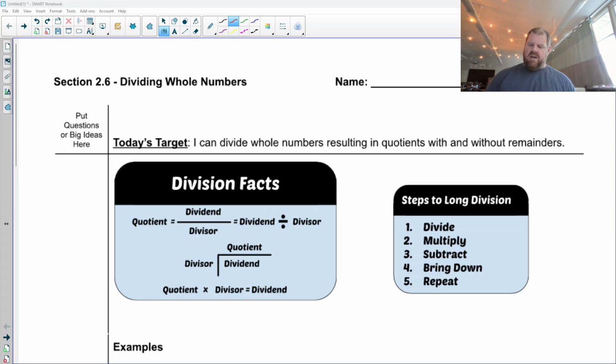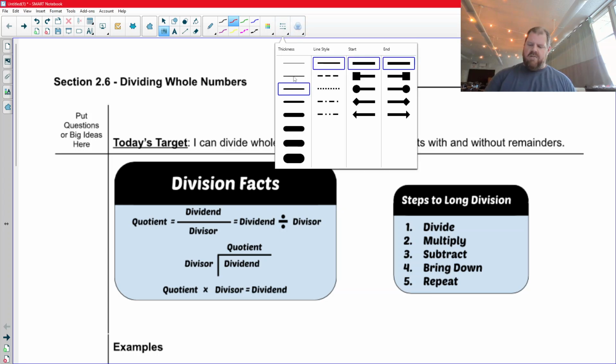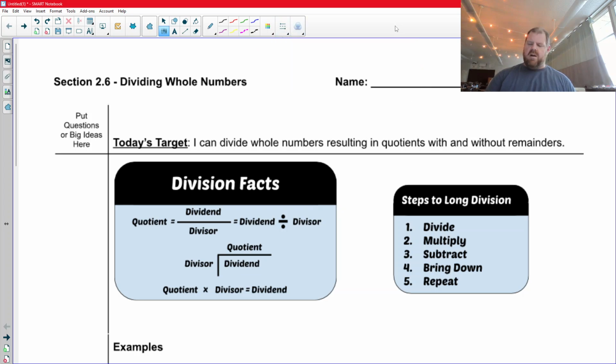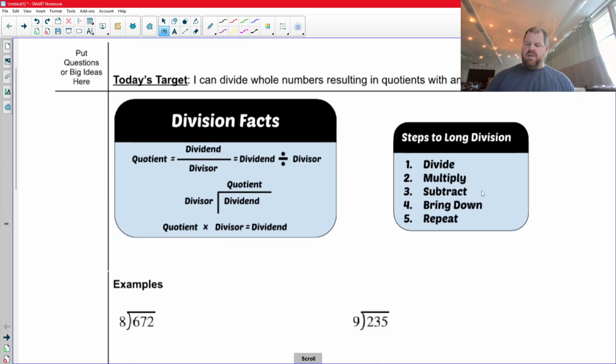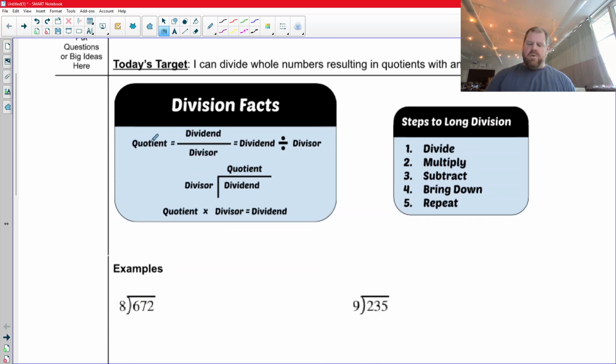The first thing that I have is a layout of all the different forms of how we see division, and that's in this first box here. The quotient's always going to be the answer. The first one that we see here is the fraction form of a division problem. Still a division problem. The number on top we call the dividend. The number on the bottom we call the divisor. The next one is a single line division problem, and that would always be the dividend first, the divisor second.